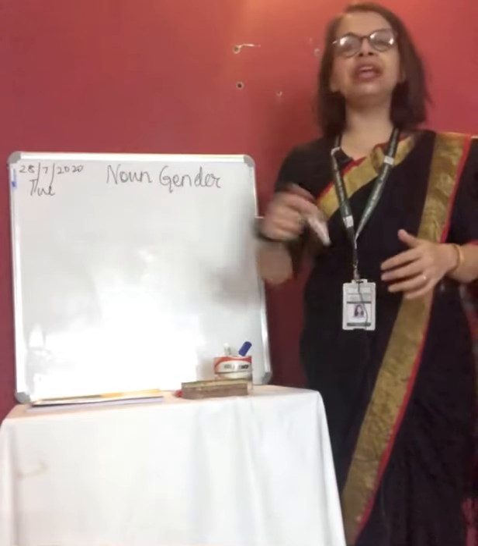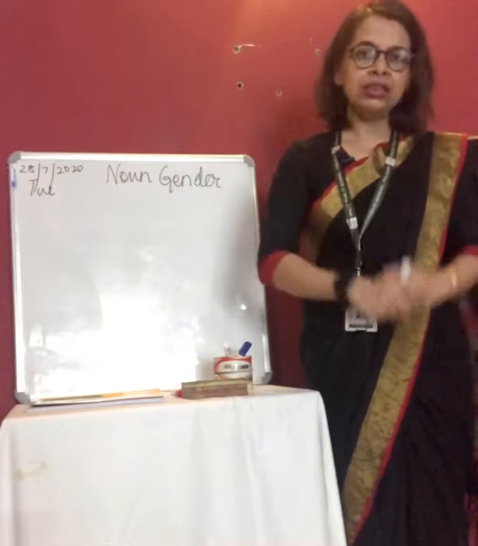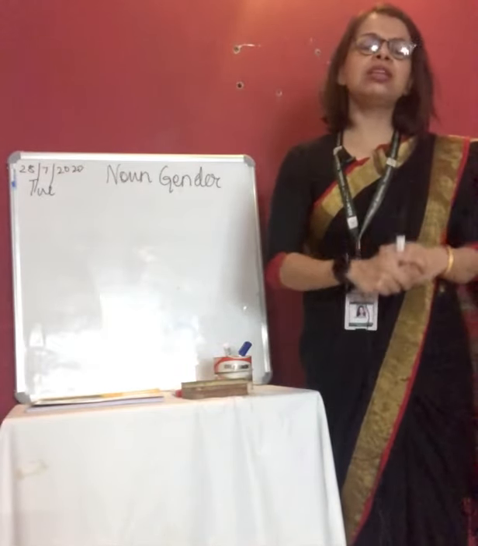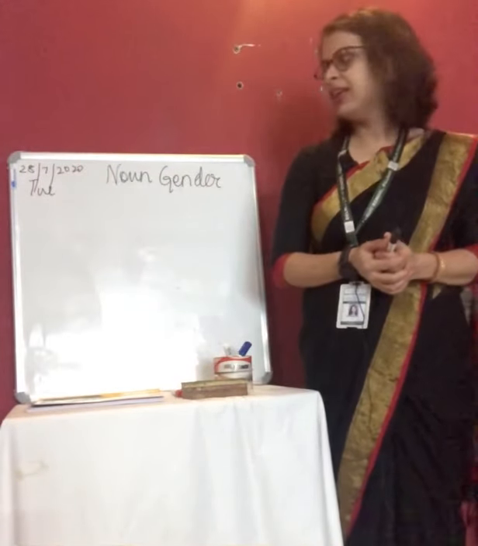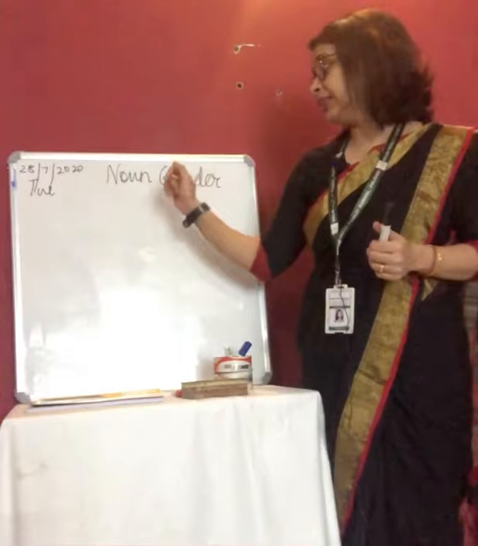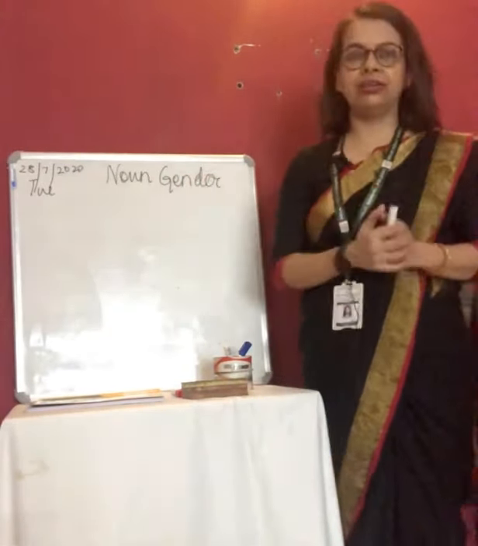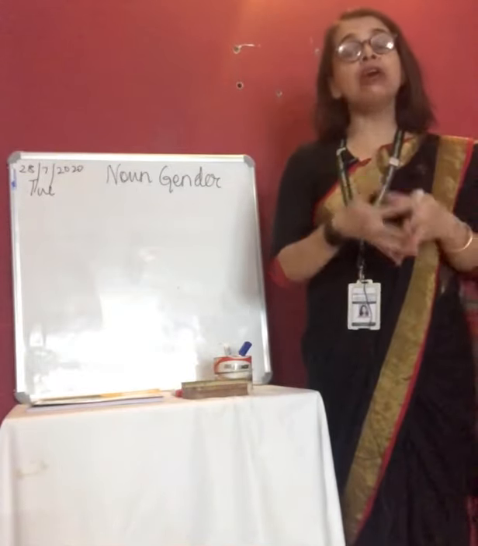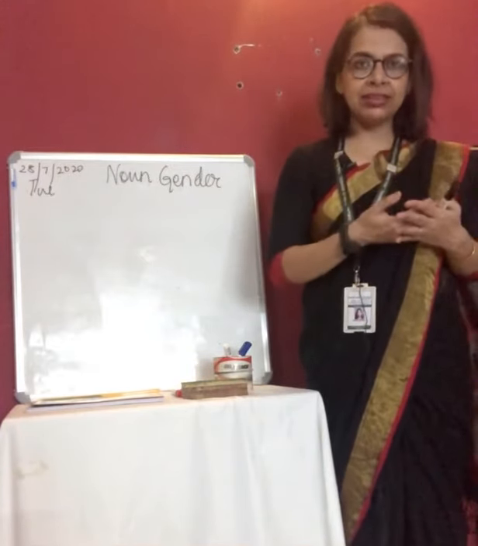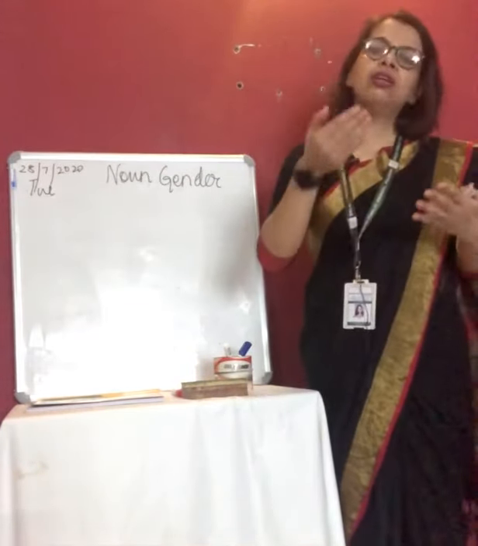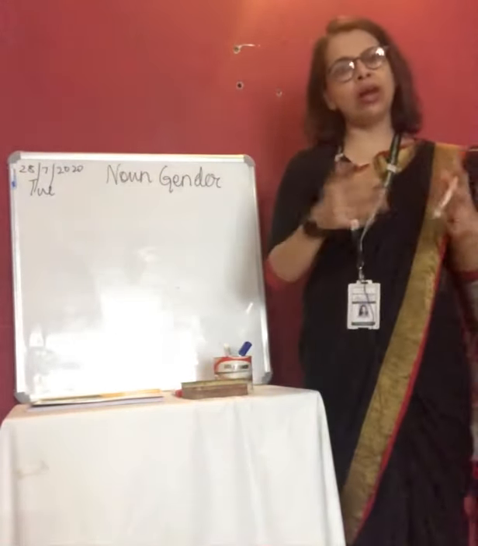So, now we are going to begin with those chapters which are there for our first term. Okay, our term 1, semester 1. The date today is 28th of 7 and the chapter I am going to teach you, class 4, is noun gender. Now, what is noun gender? Noun gender are those nouns which can be divided into masculine, feminine, neuter and common. Now, I am going to take one at a time.